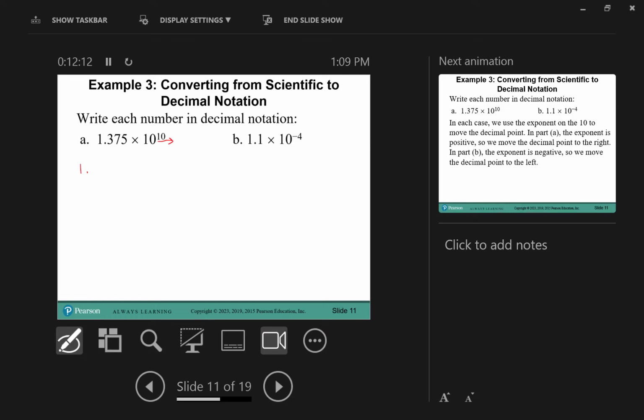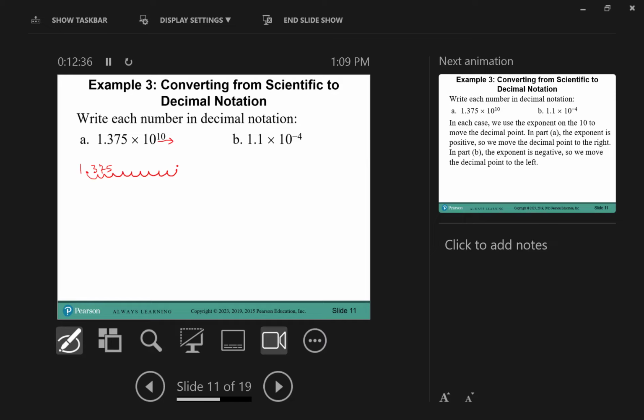So I'm going to take my 1.375 and move it to the right by 10 spaces. Now, if there aren't 10 spaces, I'm just going to zero fill. So I'll graphically put these little dips here: 1 space, 2, 3, 4, 5, 6, 7, 8, 9, 10, and I'll throw my decimal right there, maybe. And then zero fill this.